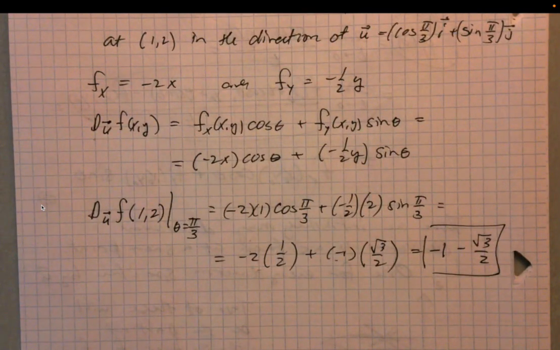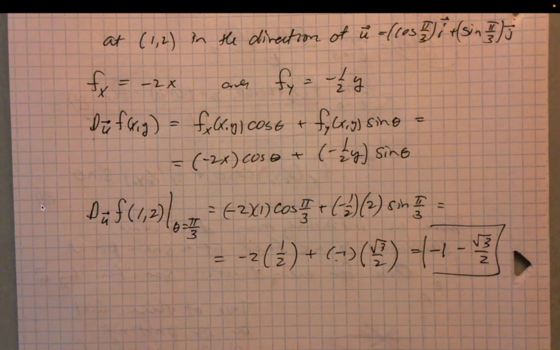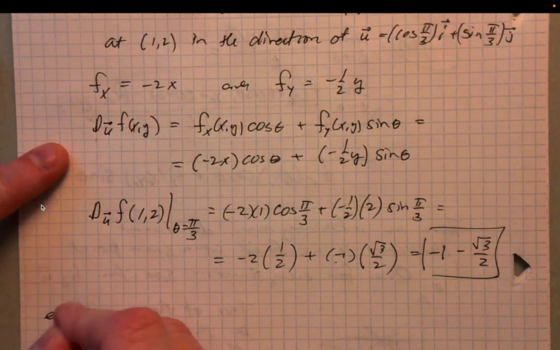Okay, so that is the slope in the direction of u, in this case. u makes angle pi over 3 with the positive x-axis, and so this is the slope of the surface in that direction at the point 1, 2. All right, very good. Okay, so that's an example of how to calculate these things. Okay, now let's do another example.